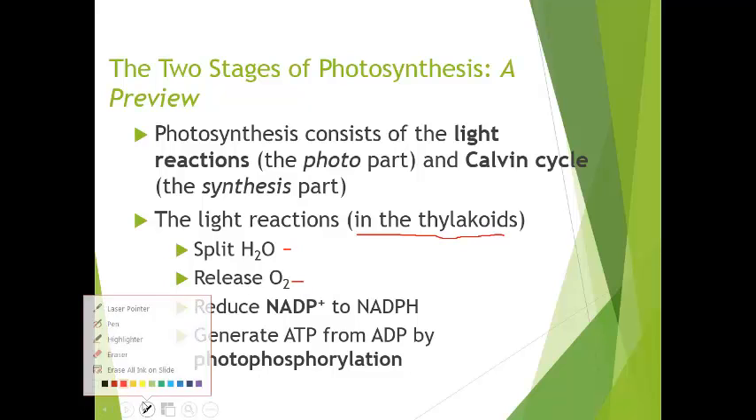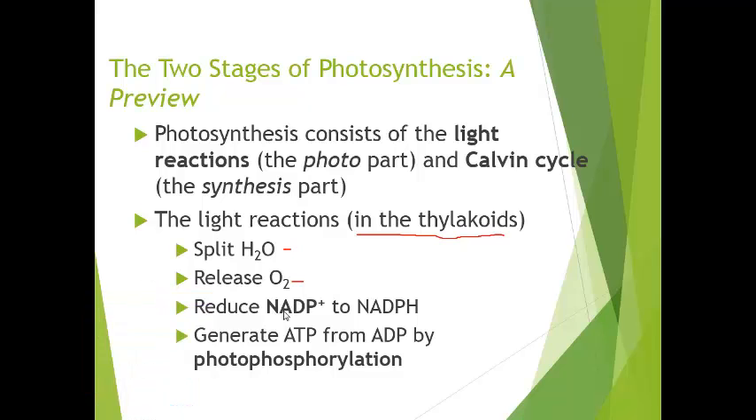Two major products are going to be made during the light reactions. One, the electrons that came from water are going to go to NADP+. NADP+ is going to be reduced to NADPH. And this is a really important electron carrier. The other thing that's going to happen is ATP is going to be made. ATP is made through a process called photophosphorylation. In this case, the energy source that's used to regenerate ATP from ADP is going to be light. So light energy is going to be used to make ATP.